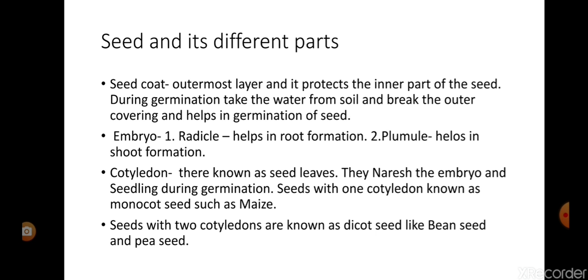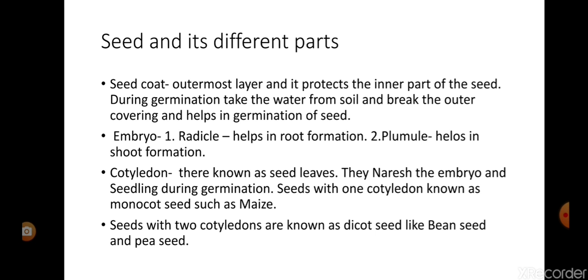Next, inside the seed coat there is embryo, from which the new plant will form. So there are two parts, one is radicle and one is plumule. So radicle helps in formation of roots in new plant, and plumule helps in formation of shoot system and leaves in new plants. Next is cotyledon.